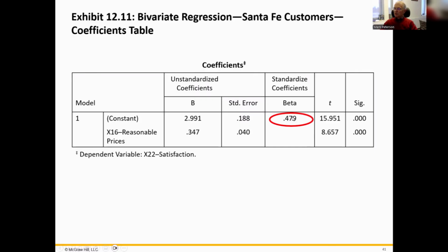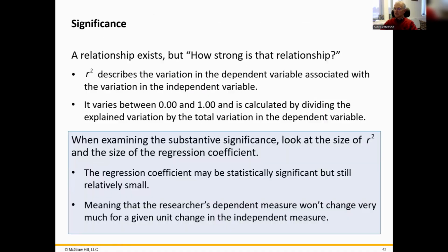And so when we put in a regression equation, this is our standardized beta coefficient, 0.479. The t-test for this is statistically significant. So we would say that basically you'd get a 0.479 increase in satisfaction for every 1 unit increase in the X variable, which is reasonable prices, X16. And that has face validity. It makes sense.